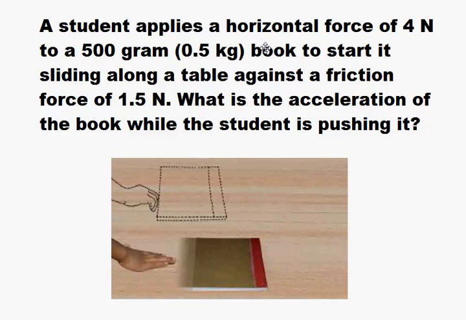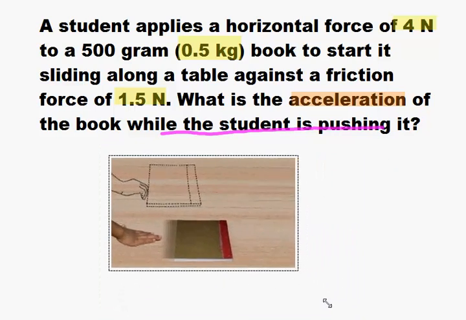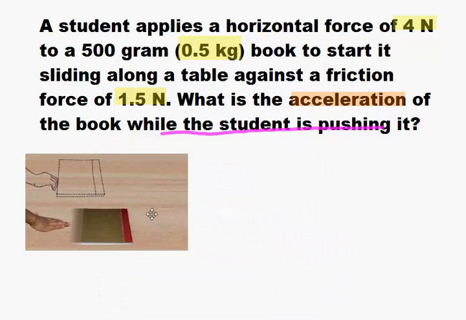So let's try one example calculation with Newton's second law. Going back to our book being pushed. A student applies a horizontal force of 4 newtons to a 500 gram, 0.5 kilogram book to start it sliding across a table against a friction of 1.5 newtons. What is the acceleration of the book while the student is pushing it? Okay, so this is a little bit different than our previous example because it says while the student is actually pushing it. So we need to get our free body diagram first.